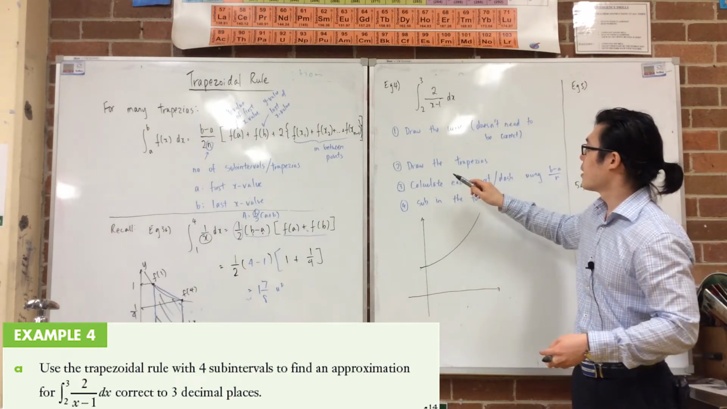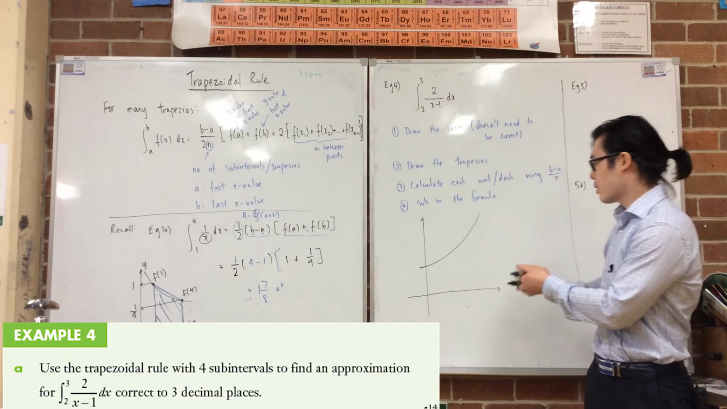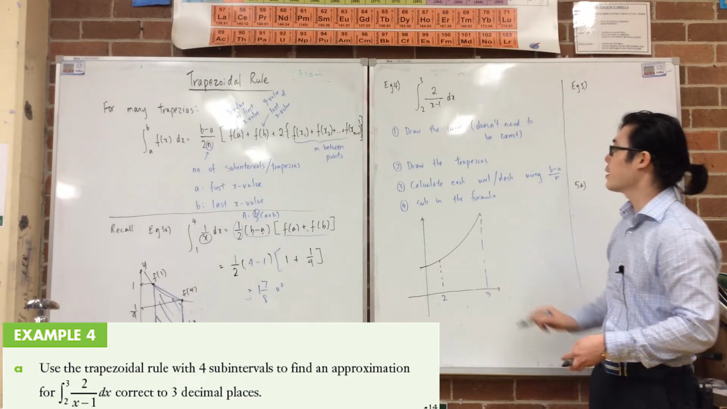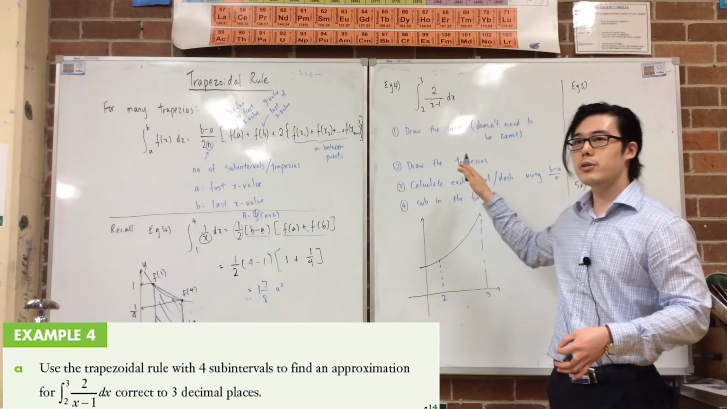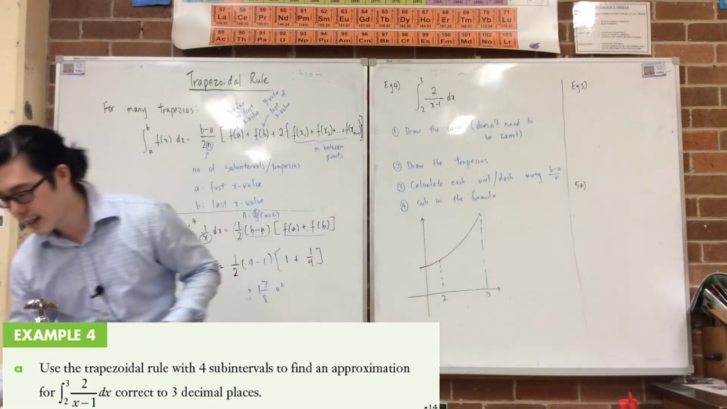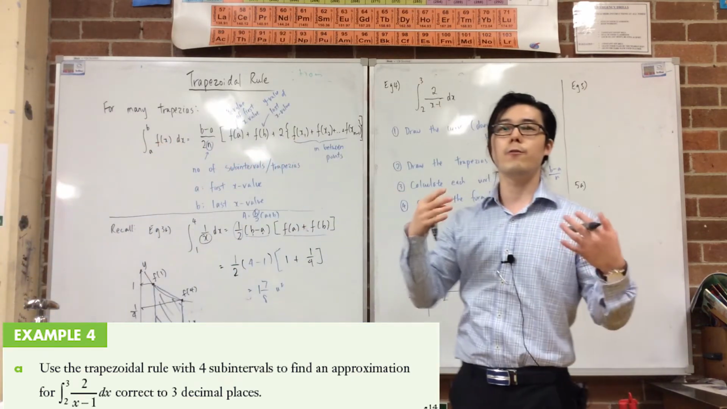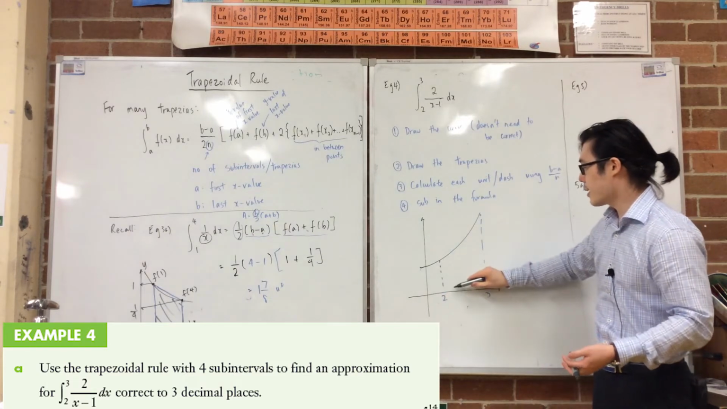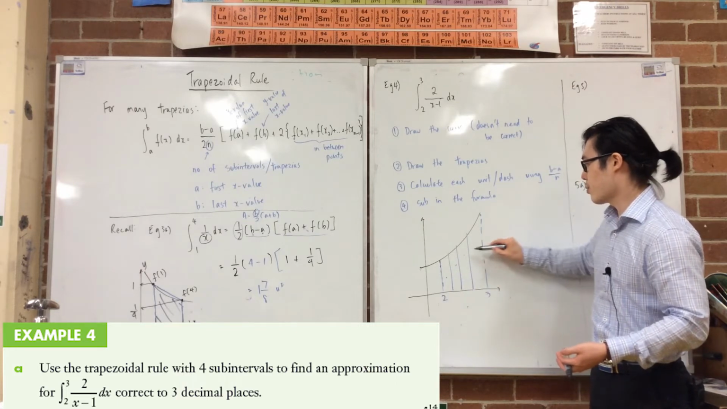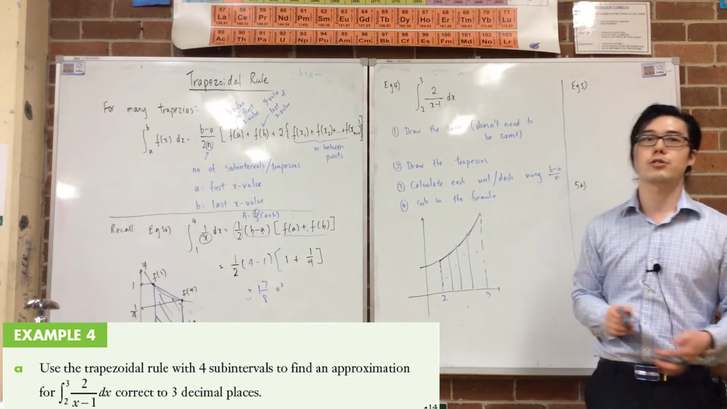Once you've done that, a step before this, obviously you want to label 2 to 3. So let's say 2 is there, and then 3 is there. Now, draw the trapeziums. In order to know how many trapeziums you need to draw, you need to look at the question. In example 4, it says to approximate the area using 4 subintervals. That means draw 4 trapeziums. So that means I need to draw, so we've got 1, 2, 3, and 4. So we've got these 4 trapeziums. Okay? They're not rectangles, they're trapeziums.